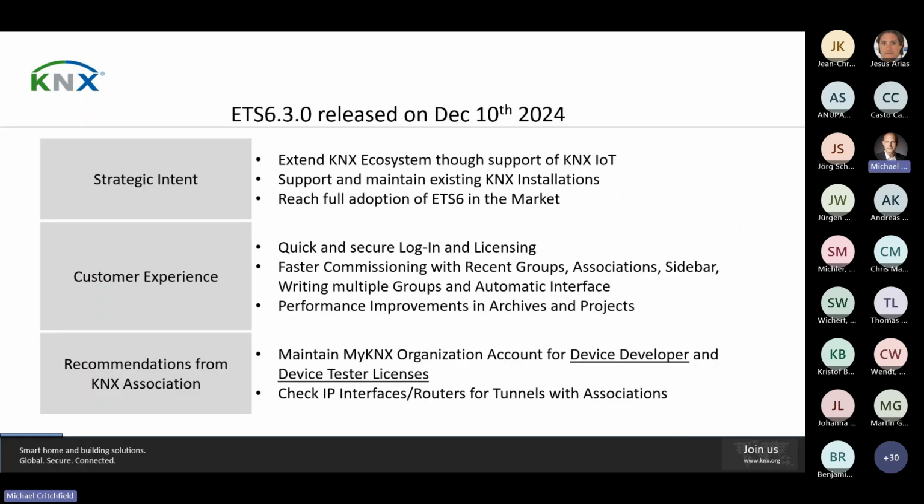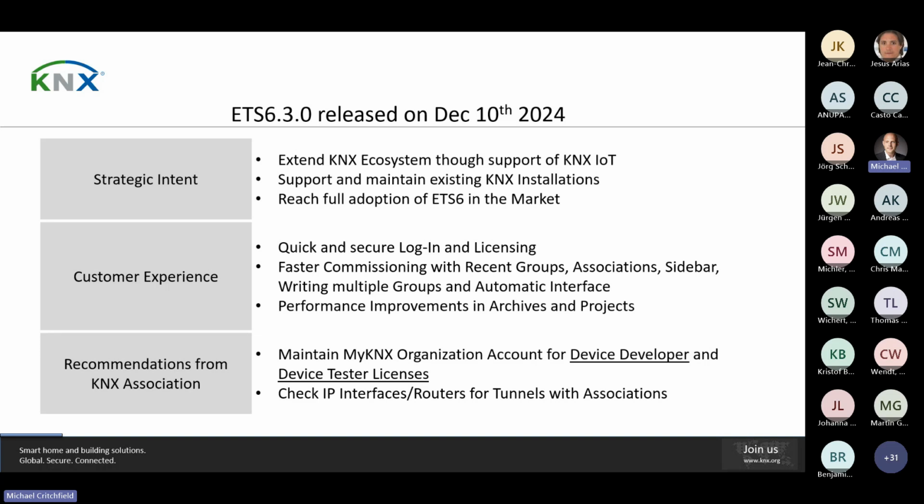ETS 630. We released it finally on December the 10th, after many beta versions available to everyone. What was the intent of this? Of course, as you can imagine, as you have heard from much of our communication, to extend the ecosystem through support of KNX IoT, but also keep and improve the support and maintenance of existing KNX installations. And finally, and maybe for my part, most importantly, reach the full adoption of ETS 6 in the market. We are on a good path there.